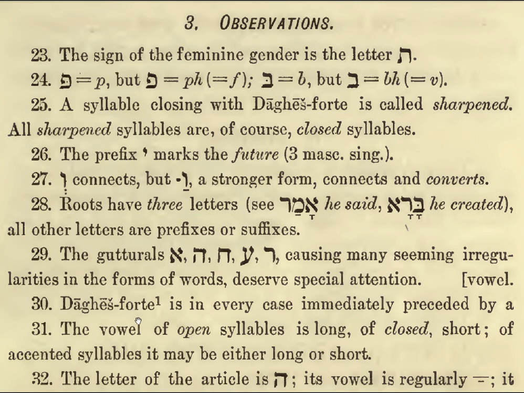Dagesh forte, which is the dot in the middle of a letter, is in every case immediately preceded by a vowel, unless of course it's at the beginning of a word. The vowel of open syllables is long, of closed syllables short. However, if a syllable is accented, the vowel may be either long or short.